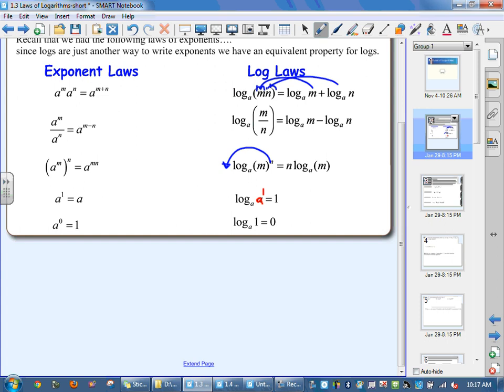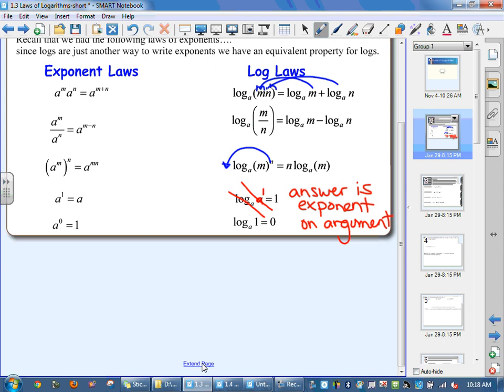So if I take my rule that says if the log base and the argument are the same, they cancel, then my answer is 1, which is the exponent. So your answer is the exponent on the argument. That's a law we use a lot. I'm going to do a couple examples of the first 4, and then we'll talk about the 1 and 0.